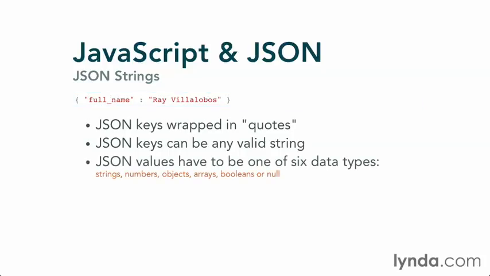JSON values have to be one of 6 data types: strings, numbers, objects, arrays, booleans, which is true or false, or the special value null. JavaScript objects, on the other hand, can be any valid JavaScript structure.